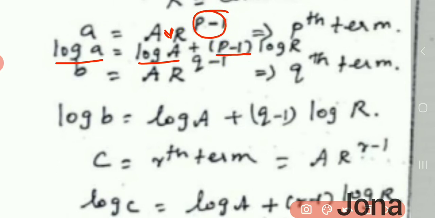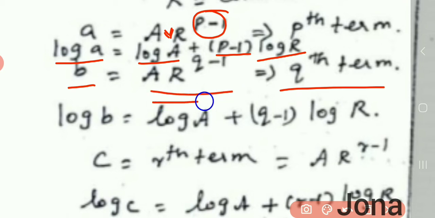So p minus 1 log r. Do you got it here? And then the second term, the qth term, is equal to b. So b is equal to a r to the power q minus 1.